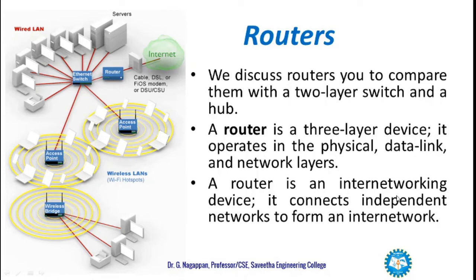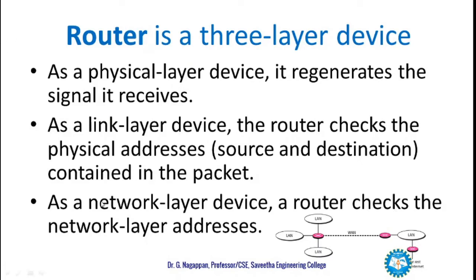A router is an internetworking device. It connects networks to form an environment of internetwork. A router is a three-layer device. As a physical layer device, it regenerates the signal it receives. As a link layer device, the router checks the physical addresses, source and destination, contained in a packet. As a network layer device, a router checks the network layer addresses.